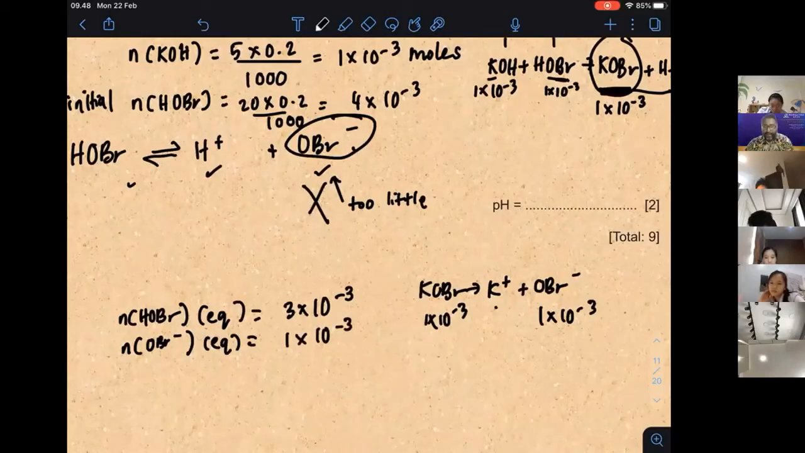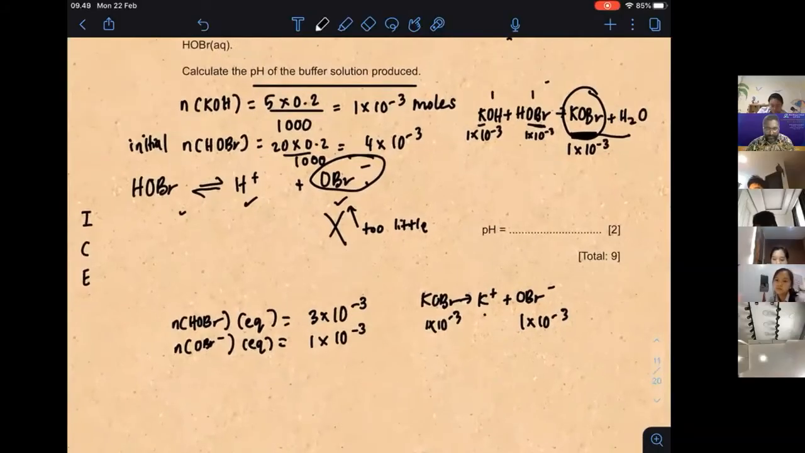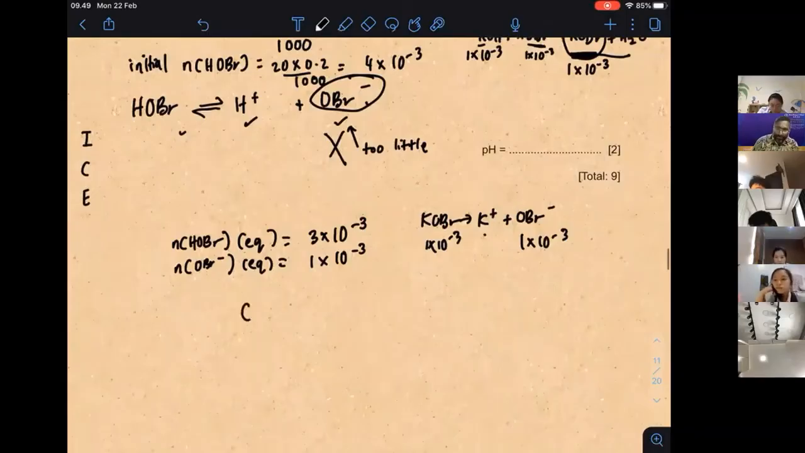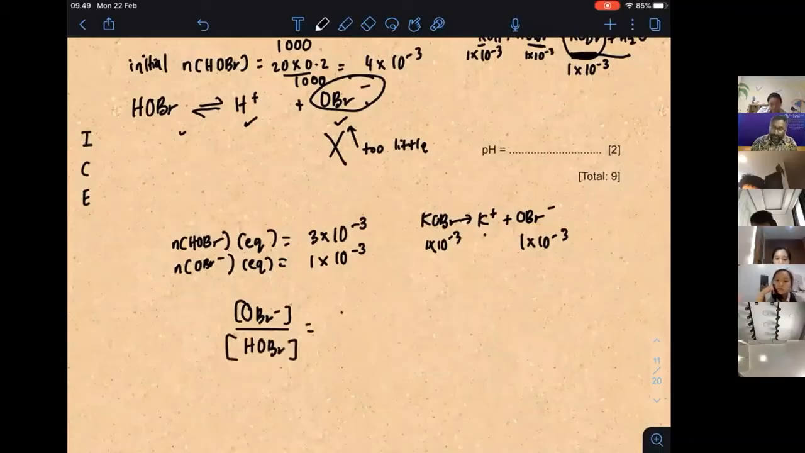Okay, once we have that, we just need to find out what is going to be the H plus. The H plus is going to be, we will look at the ratio. The ratio that you have over here is going to be 1/3. If you look at OBr minus divided by HOBr, that's going to be 1/3.